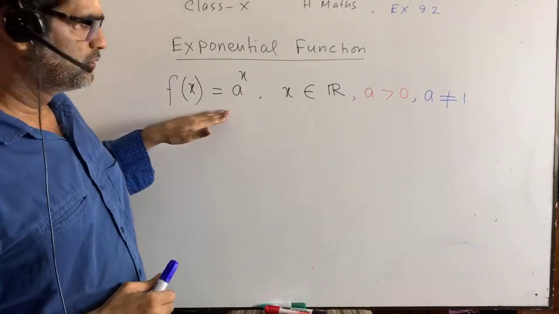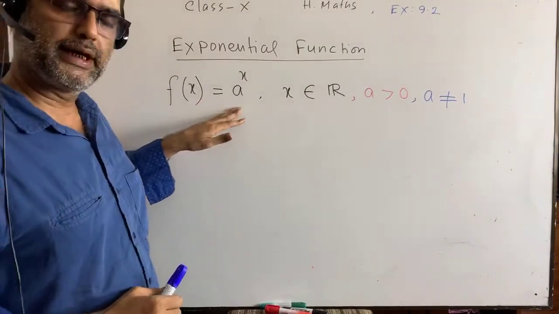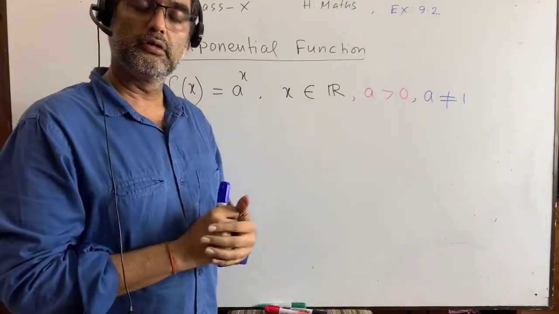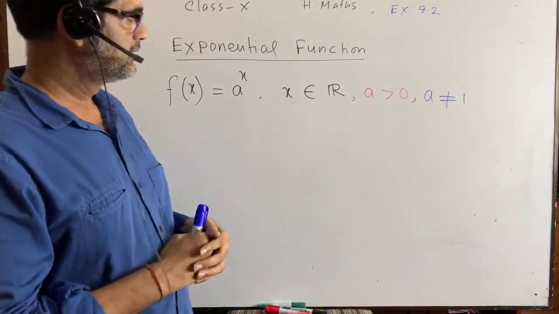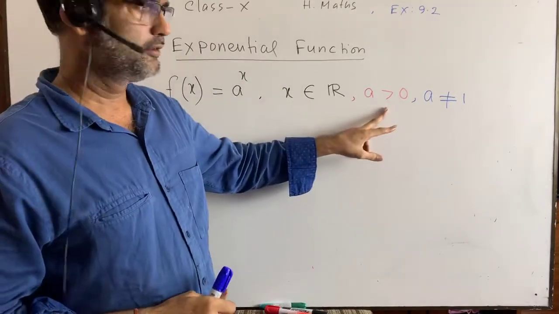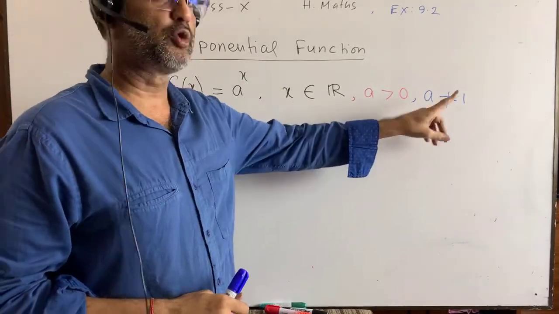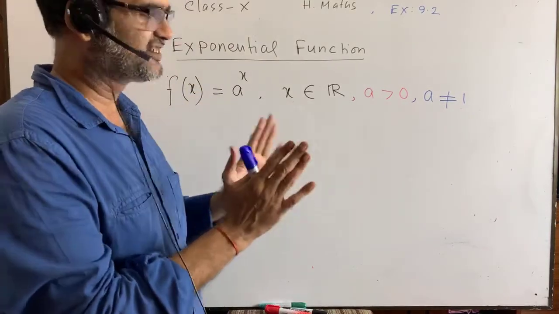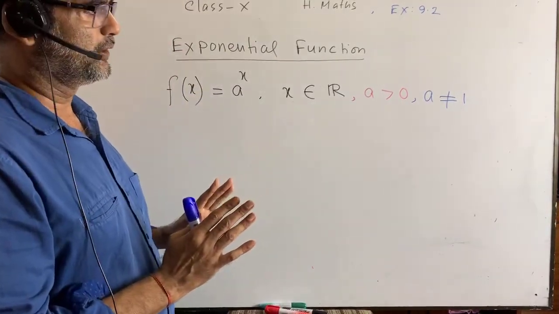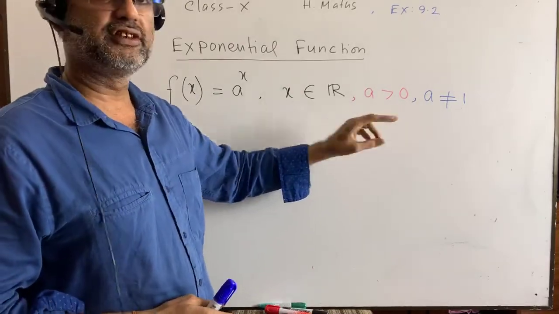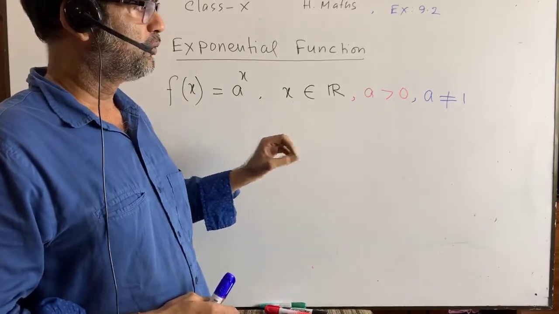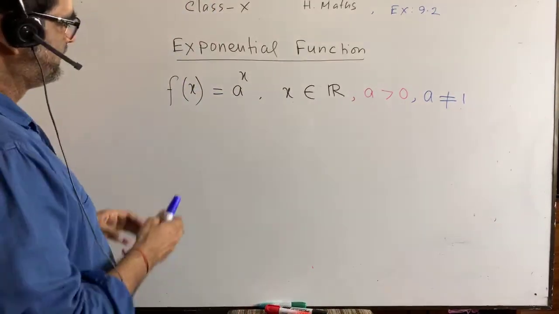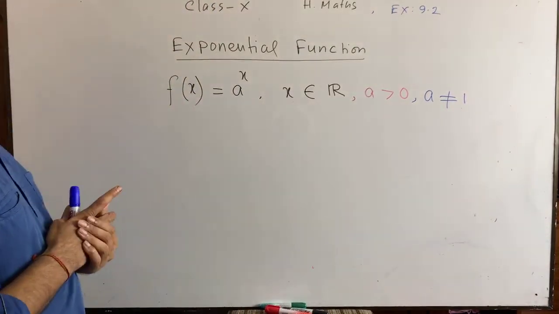It is true, f(x) equals a to the power x is true for all x belonging to real numbers, a greater than 0 but a is not equal to 1. All the positive numbers except 1. A greater than 0 means it's a positive number, but not 1. 1 will not be considered. This type of function is called an exponential function.